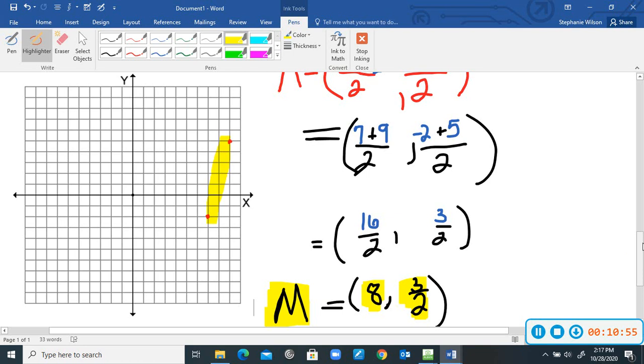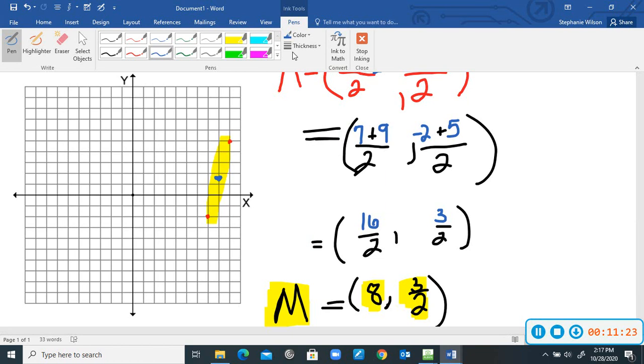Okay, so now if I wanted to plot this on here, I would know that we need to go to where x is positive 8. So we go 1, 2, 3, 4, 5, 6, 7, 8. And then from there we're going to go up. Well, 3/2 is actually 1.5, so we're going to go up about right there. This should be about the meeting place, the halfway point between the two ordered pairs.